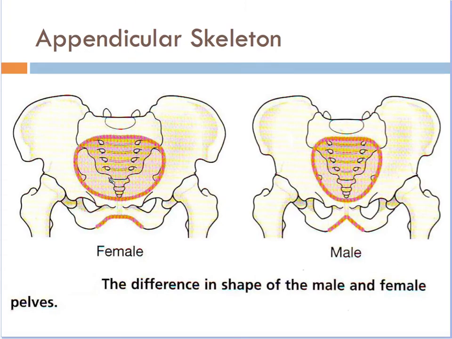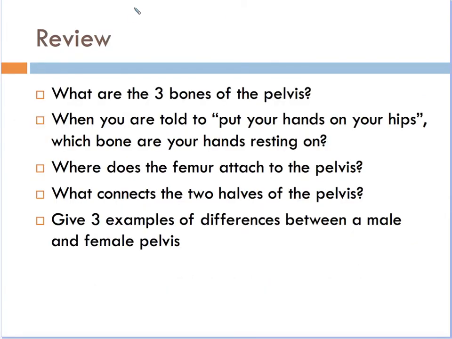Here's another look at it. You notice the female is wider, the male is narrower, more heart-shaped. This is narrower, this is wider, more flared, more upright there.